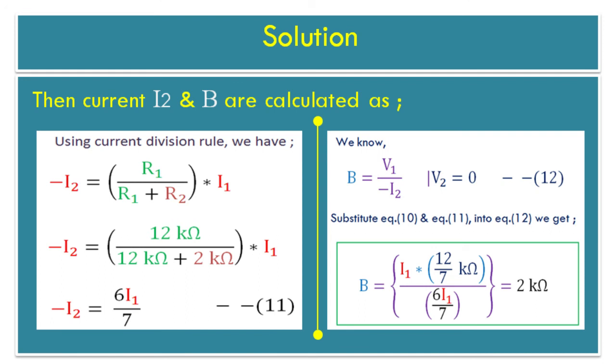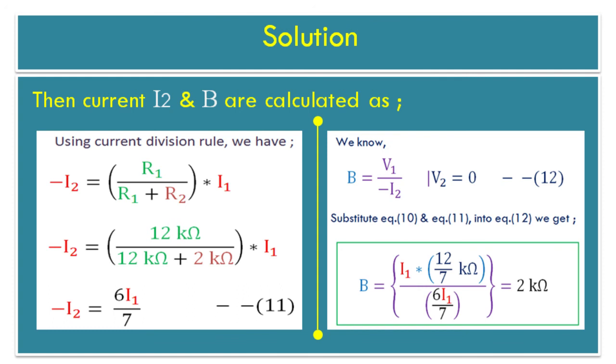Let's see, using current division rule, we have minus current I2 is equal to resistance R1 upon resistance R1 plus R2 into current I1. Substitute values of resistances. R1 is equal to 12 kilo ohm and R2 is equal to 2 kilo ohm. We get minus current I2 is equal to 6I1 upon 7, which is given by equation 11.